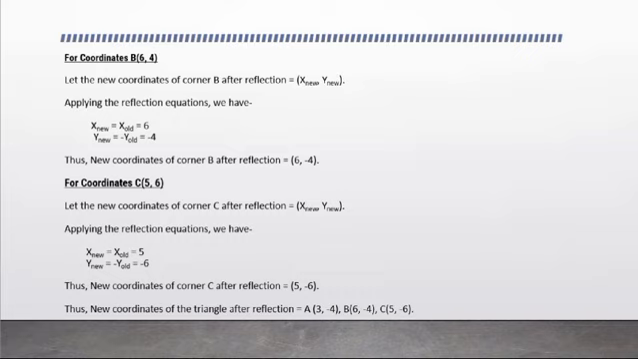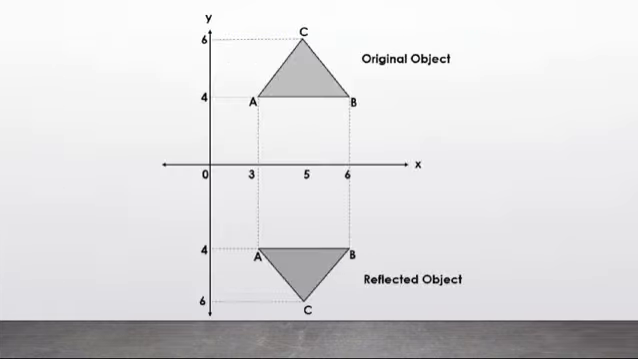Thus, new coordinates of the triangle after reflection equal to A of (3, -4), B of (6, -4), C of (5, -6). This is the diagram for reflection of the triangle about x-axis.